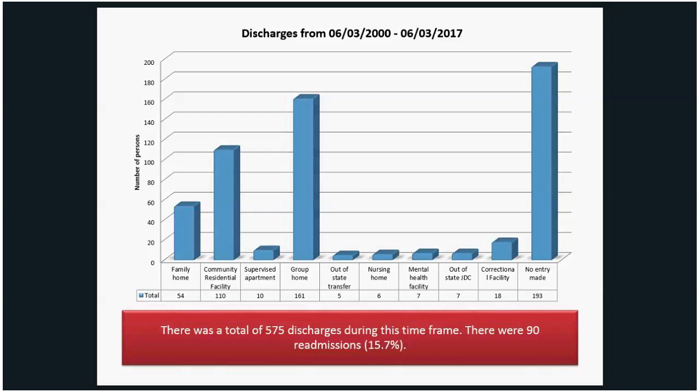Most are coming from group homes, community residential facilities, or the family home.